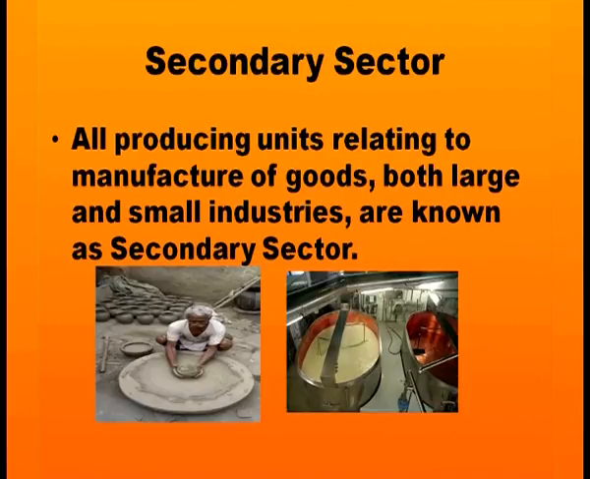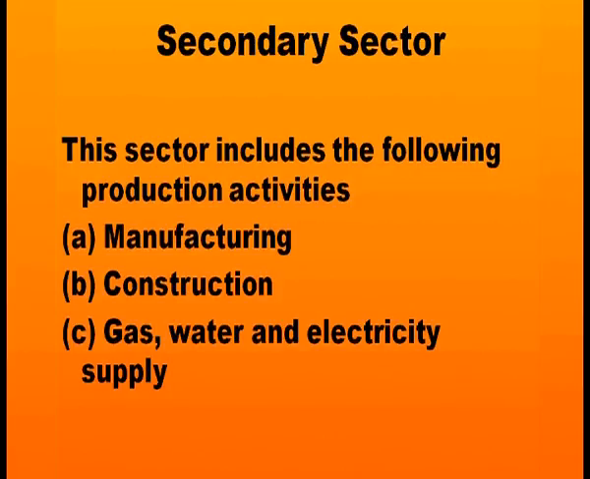Now the second sector, which is the most important sector, that is the secondary sector. All the producing units relating to manufacture of goods, both large and small industries, are known as the secondary sector. All the producing units which manufacture goods in the factories are related to the secondary sector. And the secondary sector basically includes 3 important sectors. They are manufacturing sector, construction sector, gas, water and electricity supply.